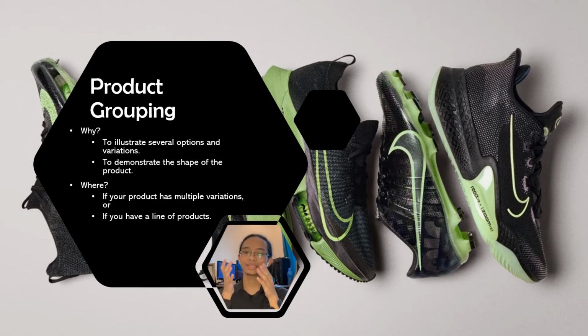And you see that a track shoe is actually comparatively smaller than a training shoe, a jogging shoe. All right, now when should you use product grouping like this? Well, obviously when you have multiple variations on your product, or if you're launching a whole product line like what Nike did here with the Olympic 2020 line. We're going to look at some more examples in the next slide.